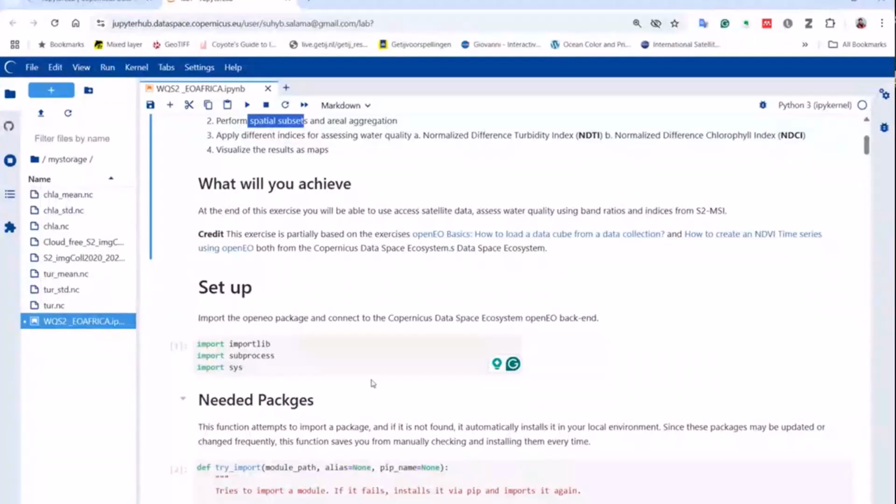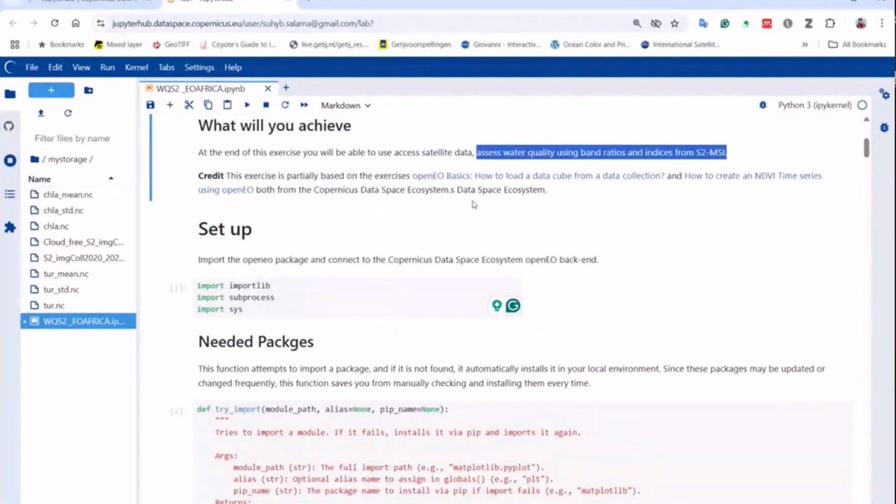We hope that at the end of this exercise, you will have an idea of how to use satellite data, access these indices or calculate them. This exercise is partially based on basics that are also available from the Copernicus dataset and Copernicus ecosystem. I will just go back and show you how it looks.